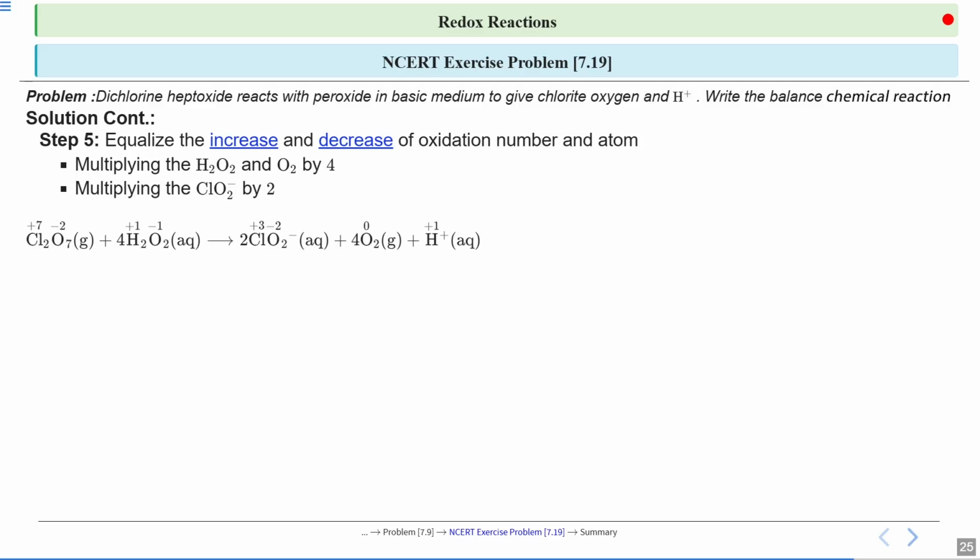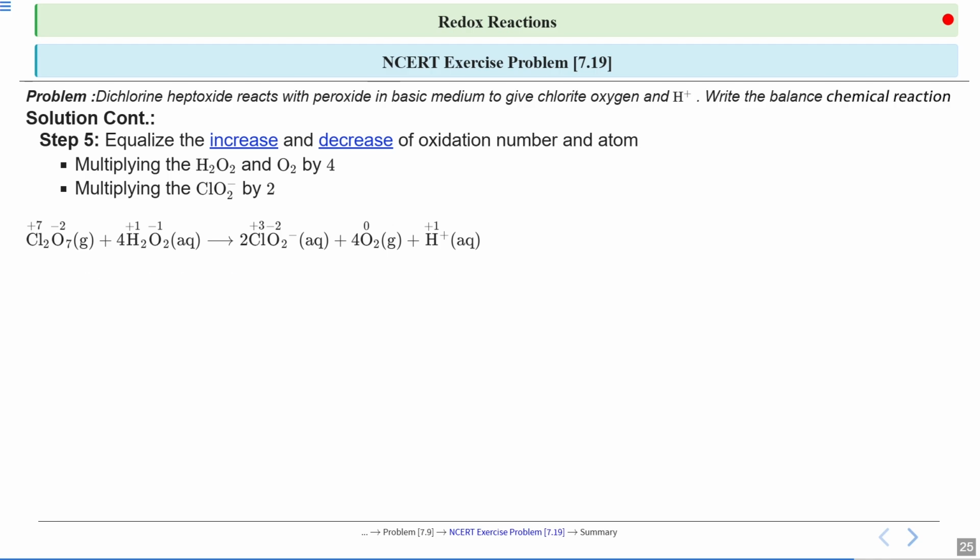So how can it be done? It can be done by multiplying, and after writing the stoichiometric coefficient, you will find that the equation would change into Cl2O7 plus 4H2O2 gives 2ClO2 negative plus 4O2 plus H positive. And here, if you look over the hydrogen atom now, you will find them as balanced one. Same with the chlorine and oxygen atom.